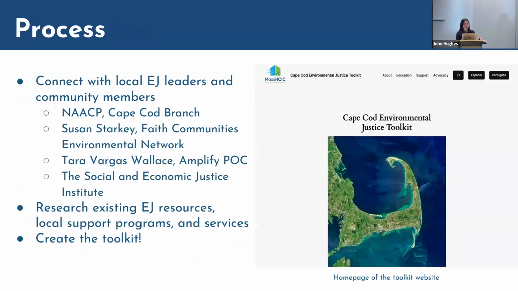And so my process for creating this toolkit, I had the idea to create a centralized resource because I had done some Google searches, saw that there were a lot of organizations and support programs for these populations, but the communication of these resources may be kind of segmented. There was no one-stop shop for these communities to look to as a starting point to learn about environmental justice, to learn about the available support and assistance programs that are here on the Cape, as well as advocacy opportunities. And so I firstly connected with a few local environmental justice community leaders and community members.